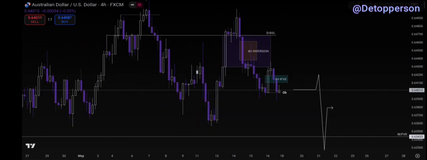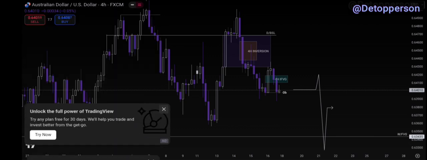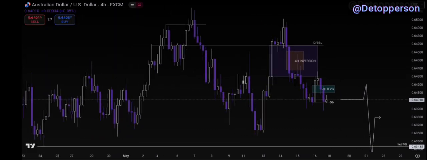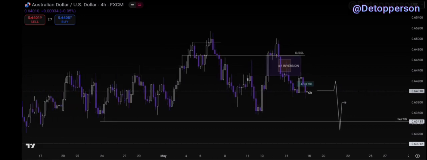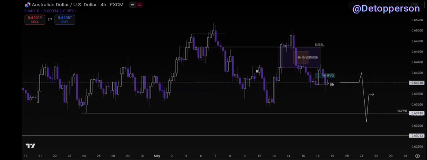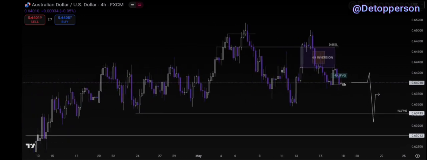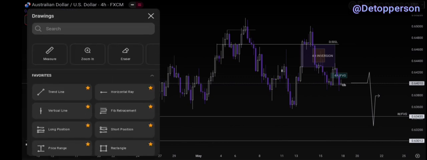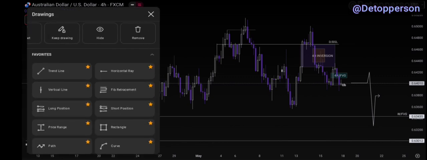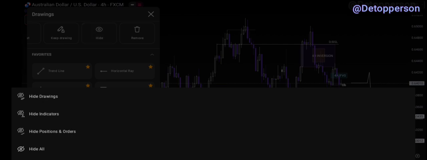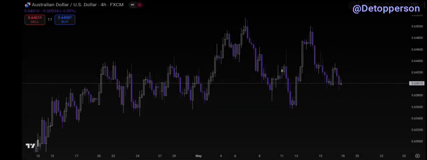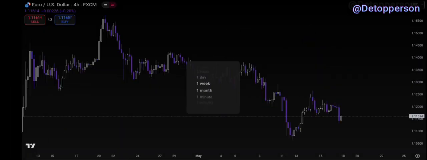Let's not waste much time. So this is it in case you actually want to screenshot it. All right, so this is it. I hope it's clear this way. Yeah. So, all right, let's move on to NZD USD. I think NZD looks much more cleaner. So let's go on the weekly also.